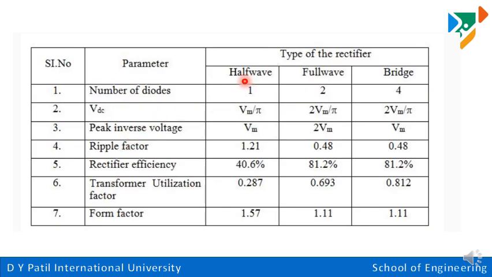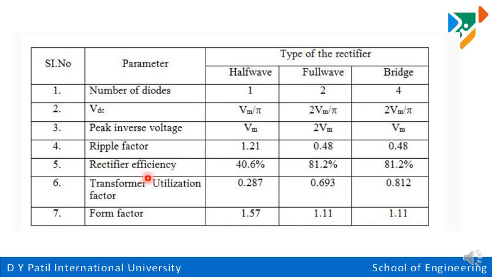If we compare all three types of rectifier, that is half wave, full wave and bridge: the number of diodes used is 1 in half wave, 2 in full wave, and 4 in bridge. Then VDC for half wave is Vm by pi, and 2 Vm by pi for full wave and bridge. Peak inverse voltage is Vm for half wave. In full wave, because of the center tap, we get Vm plus Vm, which is 2 Vm. And in the bridge configuration, again we get the peak inverse voltage as Vm.